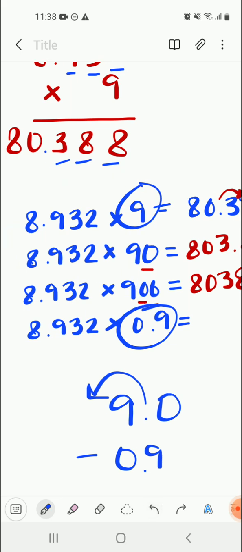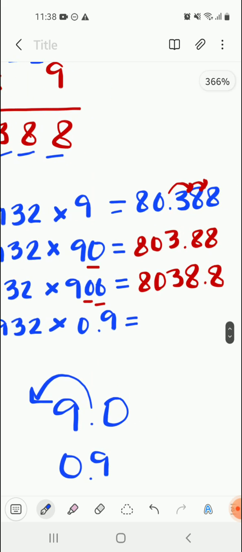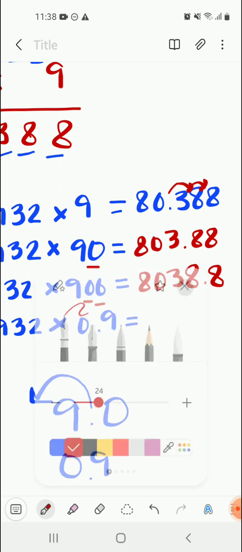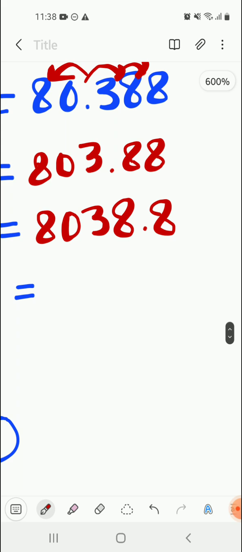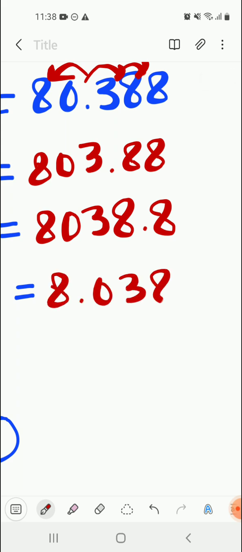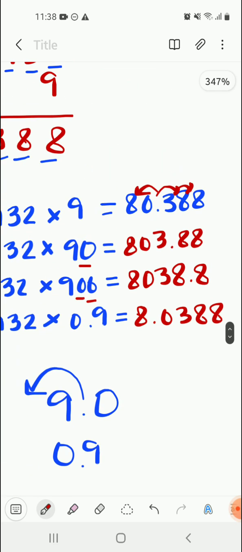So now we will understand how we are going to do this. First of all, okay. Now see, once this is done, you can see there is one left shift. So for one left shift, now my question becomes 0.9. So for one shift, now the answer will shift, the decimal point will shift once to the left. So my answer would become 8.0388.